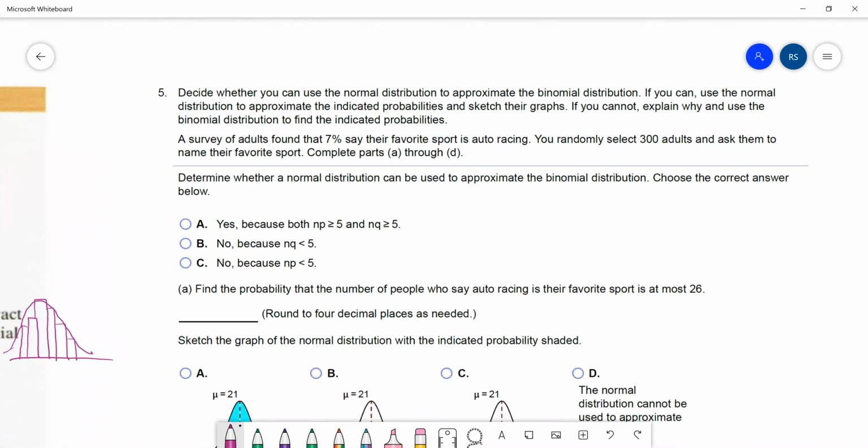So first one I want to look at is number 5. So they ask us to first decide whether we can use the normal distribution to approximate the binomial distribution. If we can, then use the normal distribution to indicate the probabilities and sketch their graph. If we cannot, explain why, and then use the binomial distribution.